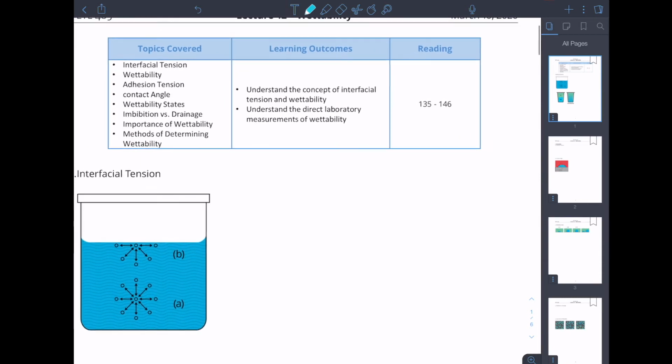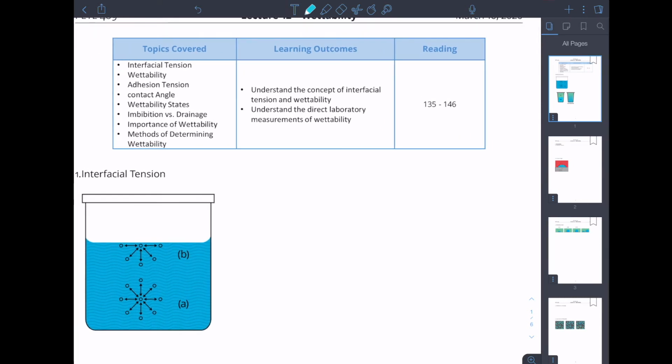The easiest way to define interfacial tension, which has the symbol sigma, is that it equals force per unit length, and that would have unit of Newton per meter, or we can have it as dynes per centimeter. And 1 dyne equals 10 to the power negative 5 Newton.